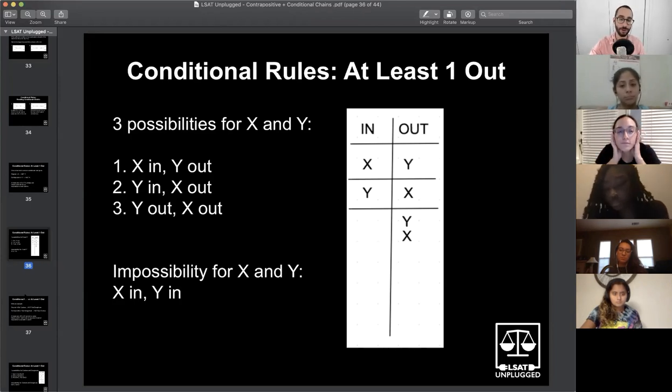And so for particular local questions, you might do any of those 3 depending on the circumstance. So you might have a scenario where X was in and you'd be able to say Y was out. Or you might have a scenario where Y was in and you could say X was out. And then you might end up with a particular local hypothetical where both Y and X were out. But the X and Y in together is impossible.